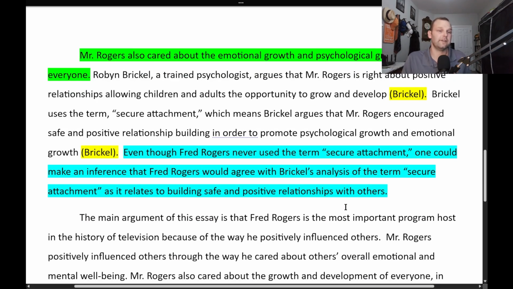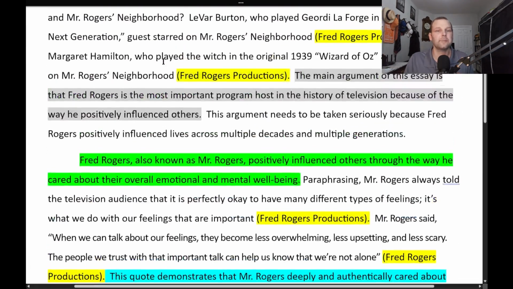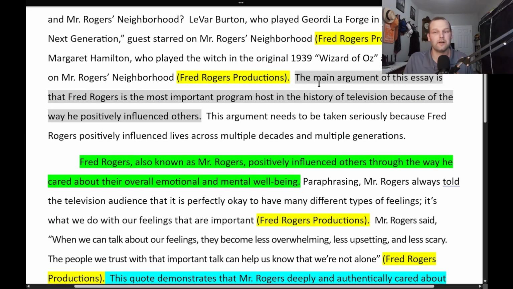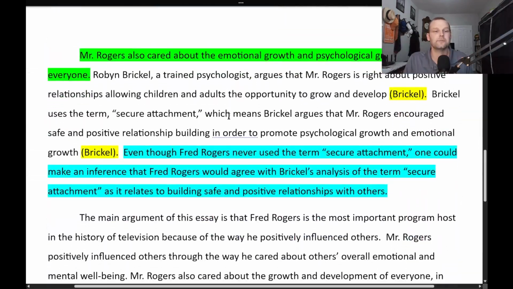Next body paragraph. You can see here my green topic sentence. Mr. Rogers also cared about the emotional growth and psychological growth of everyone. So this also supports the thesis statement. Remember, my thesis statement, my main argument, was that Fred Rogers was the most important program host in the history of television because of the way he positively influenced others. So supporting that, I'm talking about the emotional growth and psychological growth that he cared about.